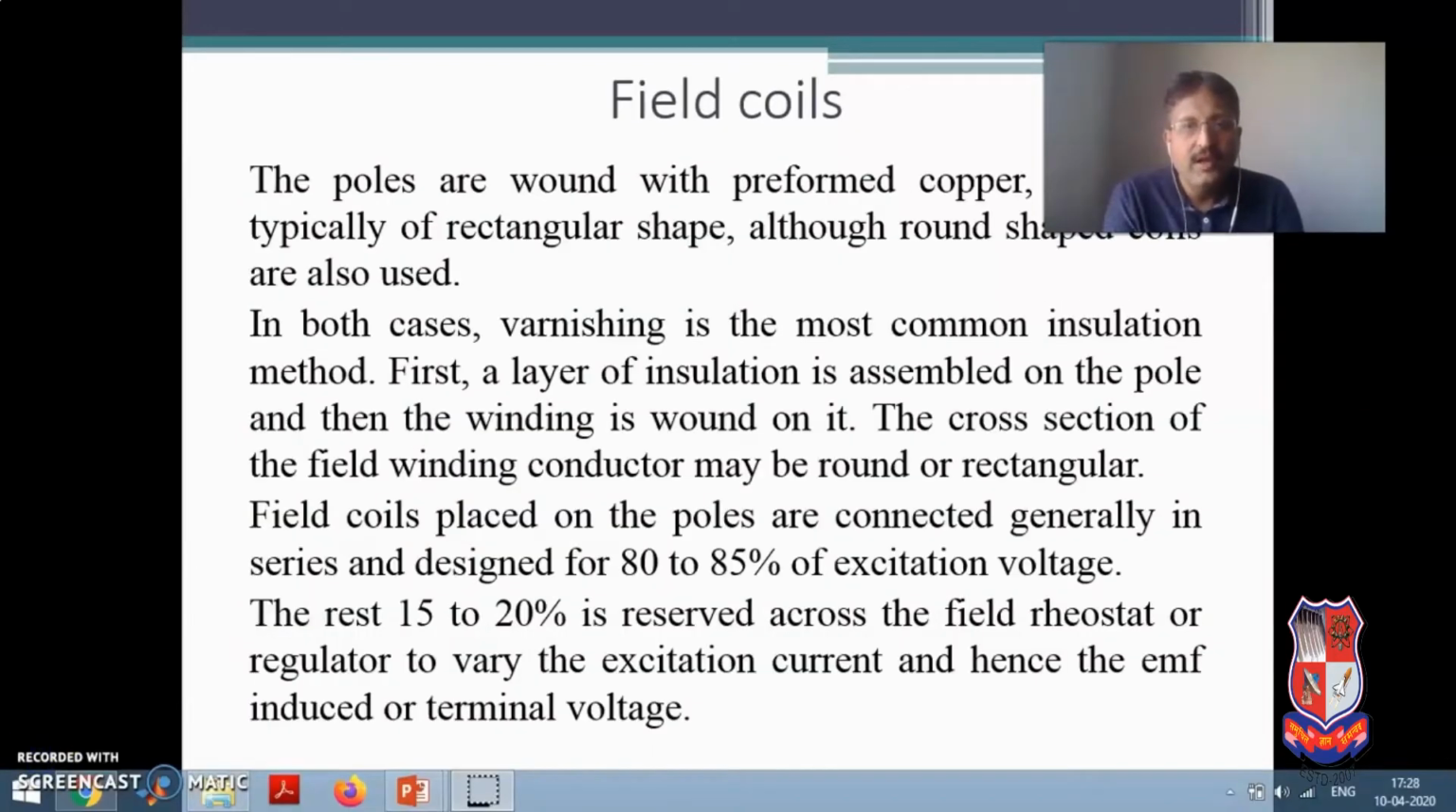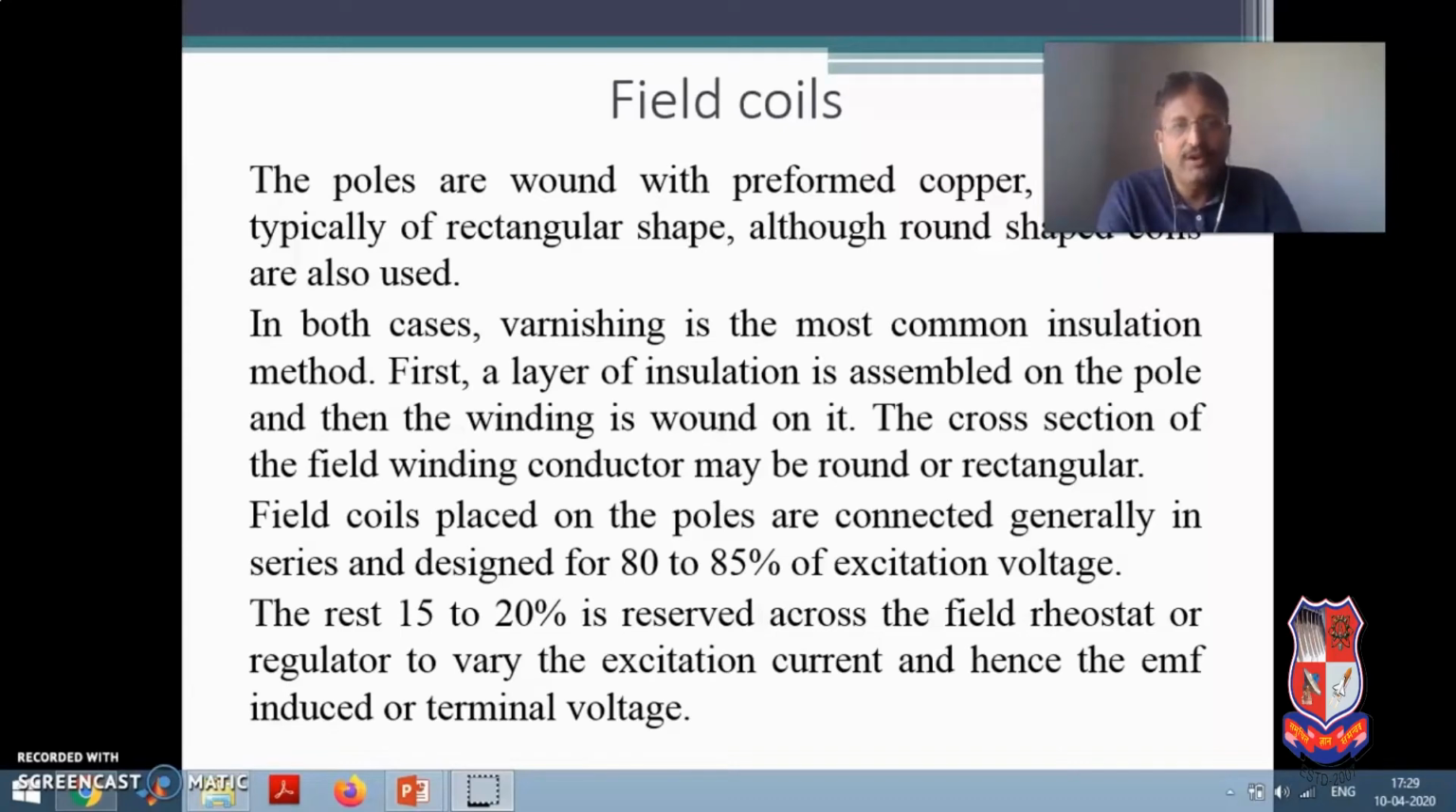So these field coils are generally made up of copper. The most common insulation is varnish. As we have discussed, the cross section of the field winding conductors is either round or rectangular. Now the field coils which are placed on the field poles are connected in series with each other, and they are designed for 80 to 85% of the excitation voltage, because the remaining 10 to 25% of the excitation voltage is across the field regulator or field rheostat.